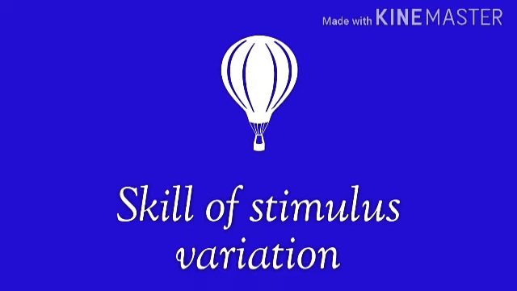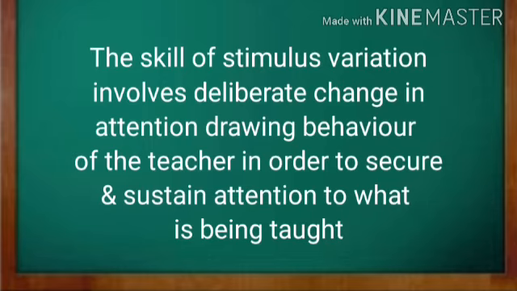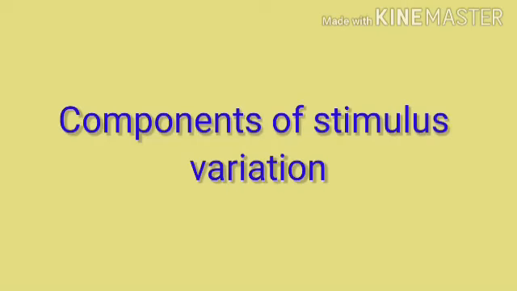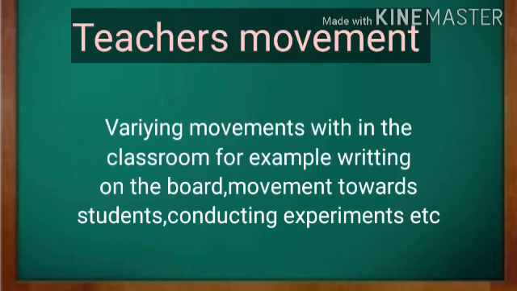Fourth skill, skill of stimulus variation. The skill of stimulus variation involves deliberate change in attention drawing behavior of the teacher in order to secure and sustain students' attention to what is being taught. The skill of stimulus variation implies attracting and focusing students' attention by changing stimuli in the environment. Components of stimulus variation. First, teacher's movement.